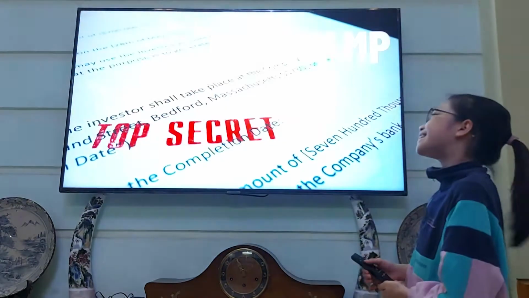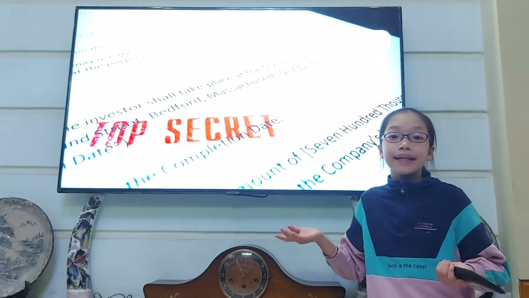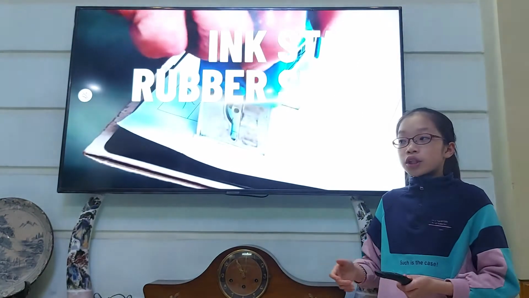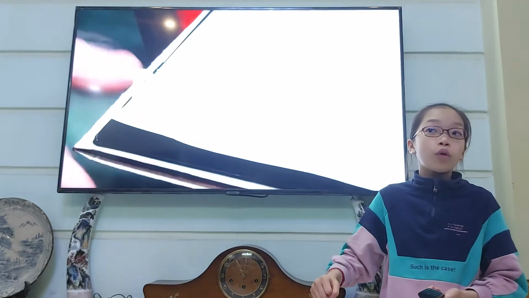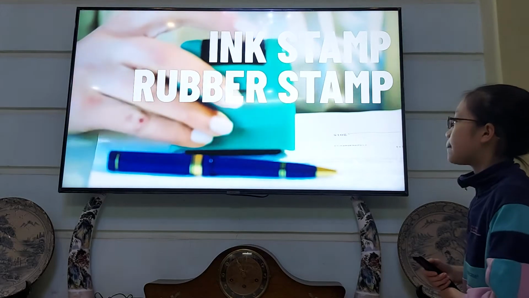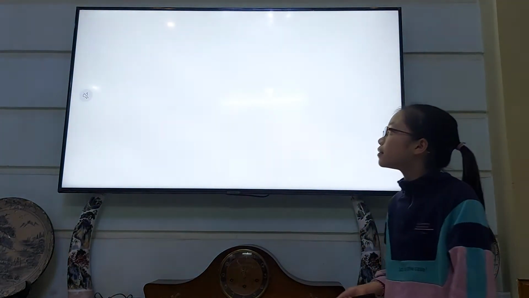Next, we have an ink stamp. Ink stamp is really common in an office. People need ink stamp. For example, managers usually use ink stamp to stamp their names or their company name. Next, we also have a rubber stamp as well. It's made of rubber, that's why it's called rubber stamp.